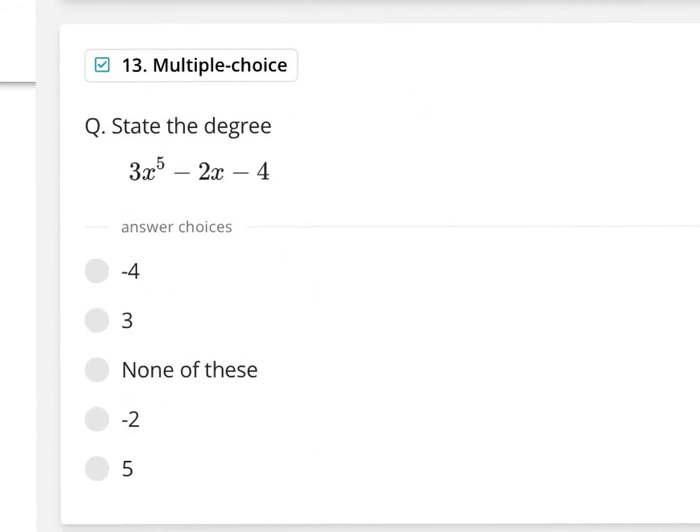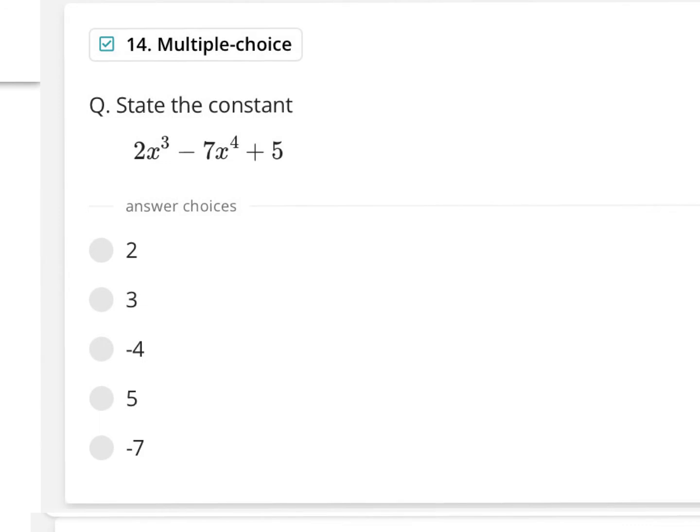Let's move on. State the degree. This is pretty easy. All you got to do is look at the highest power, which happens to be 5, and select that answer. Easiest problem in the world. Let's move on. State the constant. Well, we know that a constant never changes, which means that it does not have a variable. The constant is the number 5. Technically, positive 5 is your constant. Select that, get a correct answer, and move on to another question.